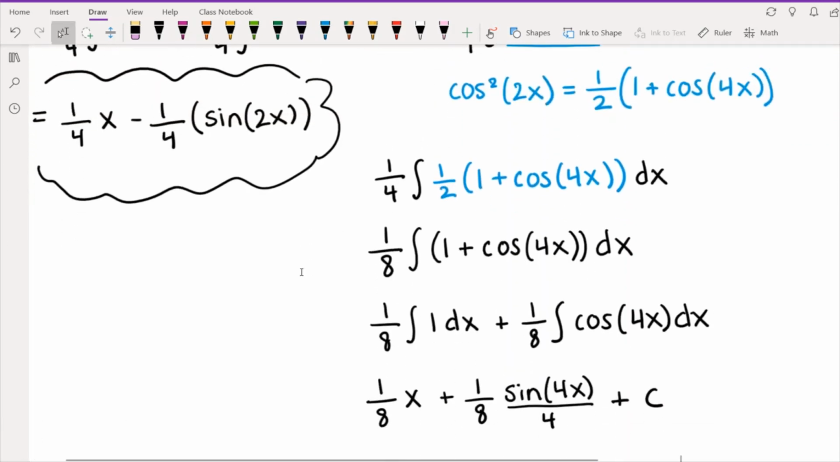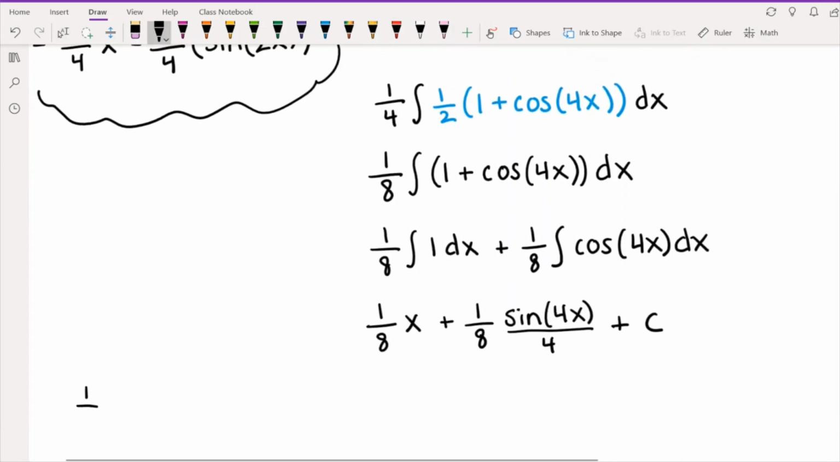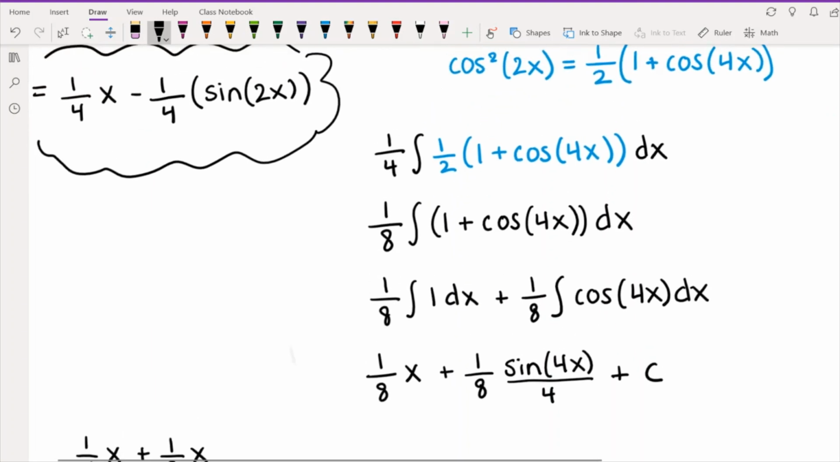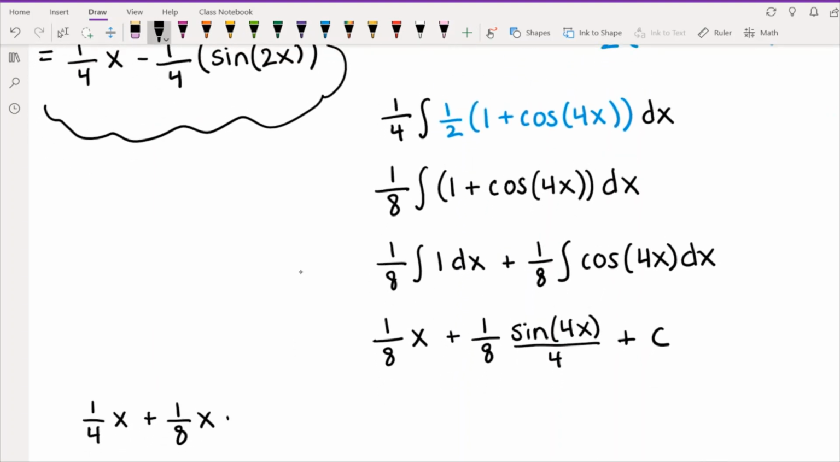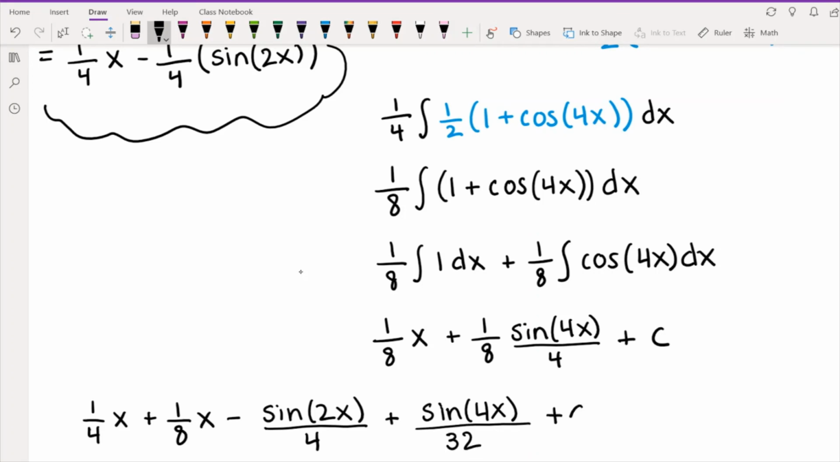Okay, so we had 1/4 x, so now we have 1/4 x plus 1/8 x, and then we had up here sine of 2x over 4. And now we have plus sine of 4x over 32. And then this entire thing is plus c. And so this is our answer.